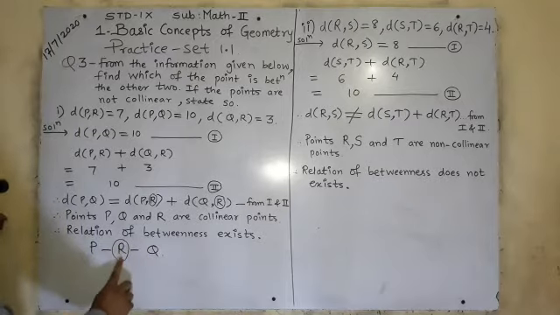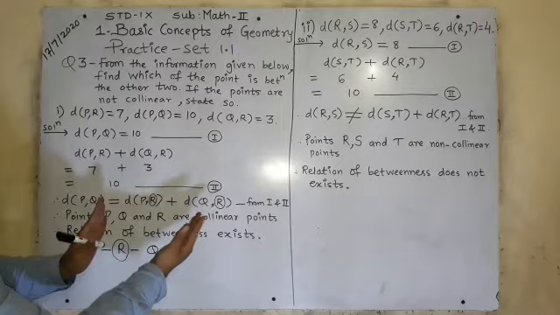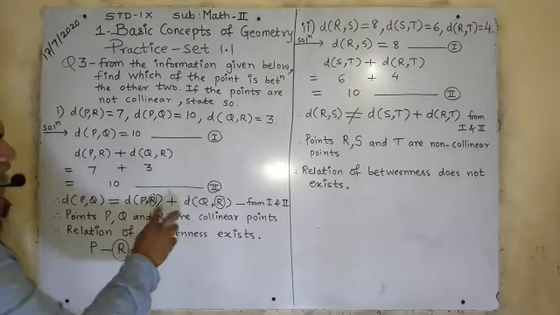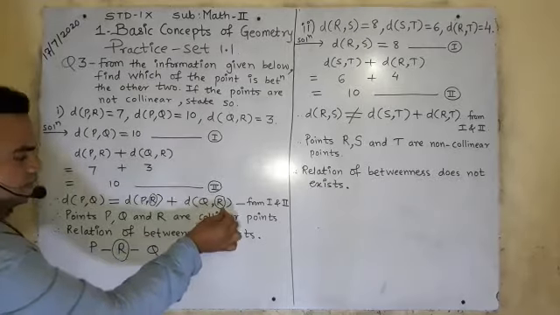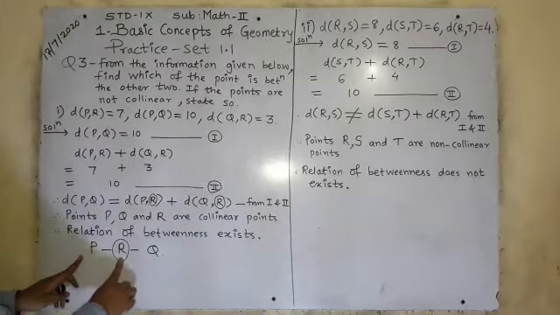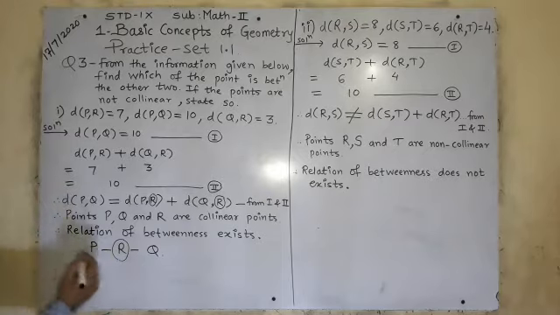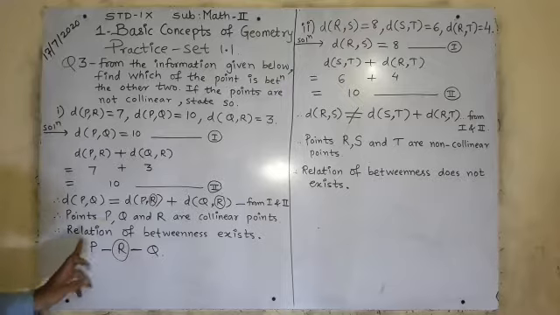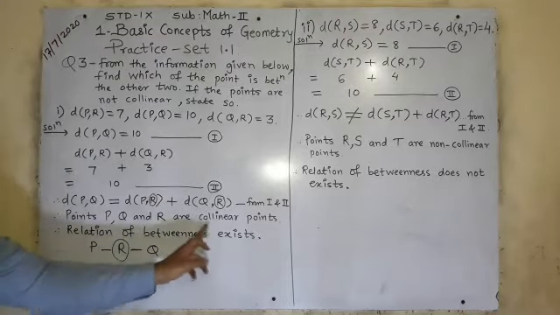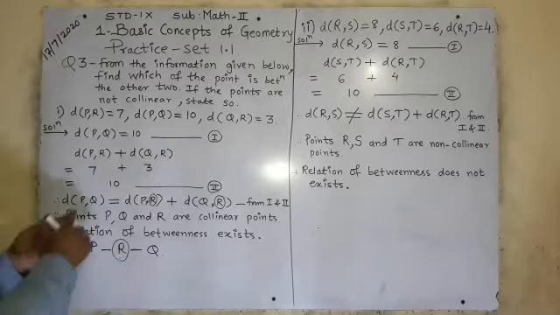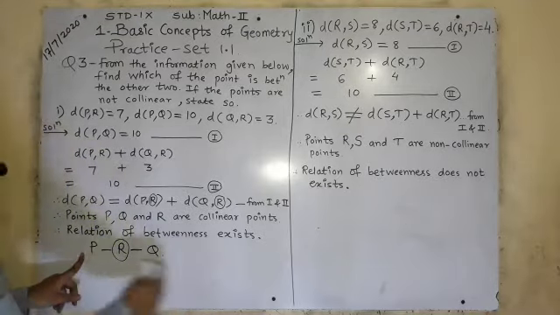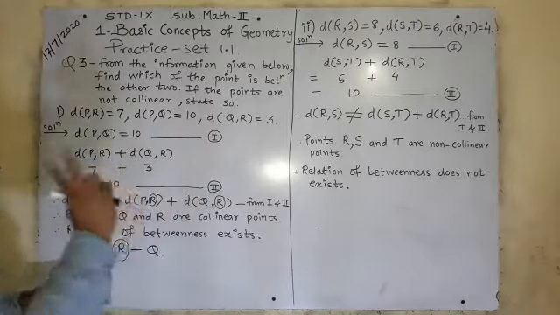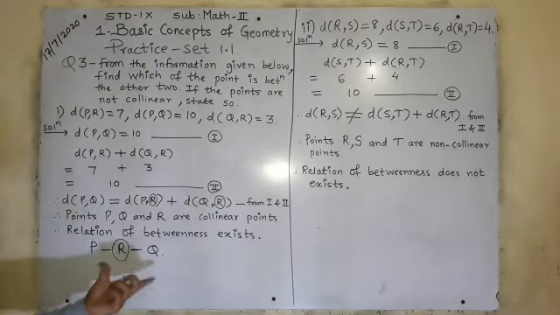Why will R come in between? Because on the right hand side of this equation, R comes twice. See, R comes here also, R comes here also. So I have written P, R, Q, and you can see over here, this is the sign of collinear, and the relation of betweenness exists because the points are collinear. The three points discussed here are P, Q and R. So P will come first, Q will come last, and the letter which comes twice will come in between. So we have to write like this.